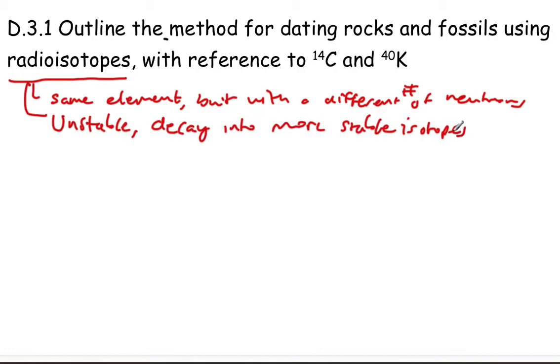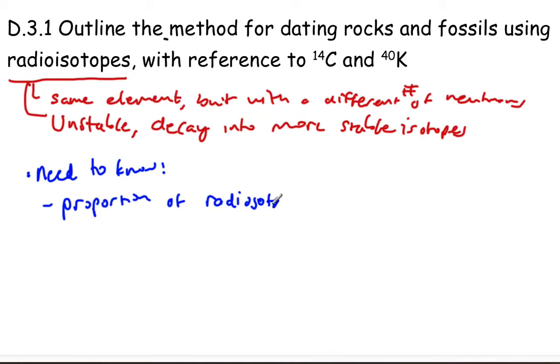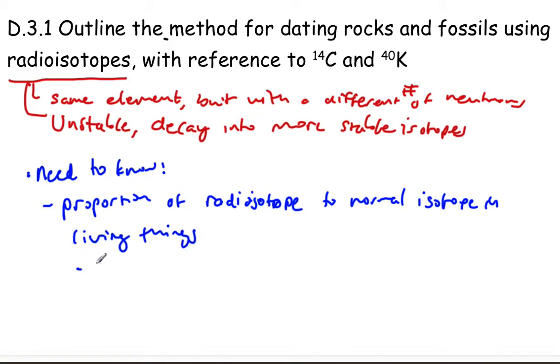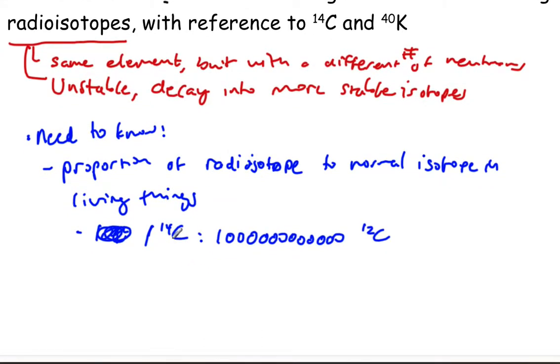To be able to date fossils using these radioisotopes, there's a couple things that we need to know. First, you need to know the proportion of radioisotope to normal isotope in living things. For carbon-14, it's about 1 carbon-14 to about a trillion carbon-12s in living things.